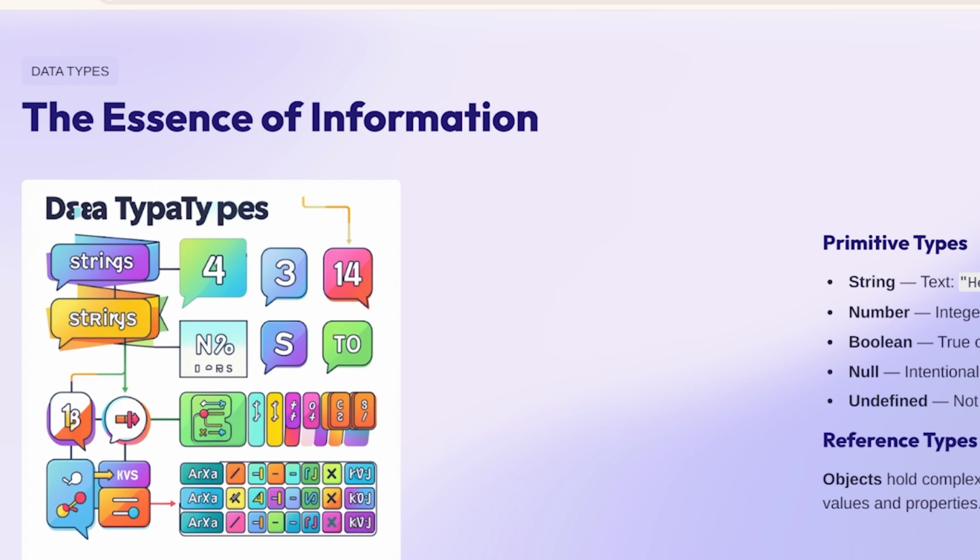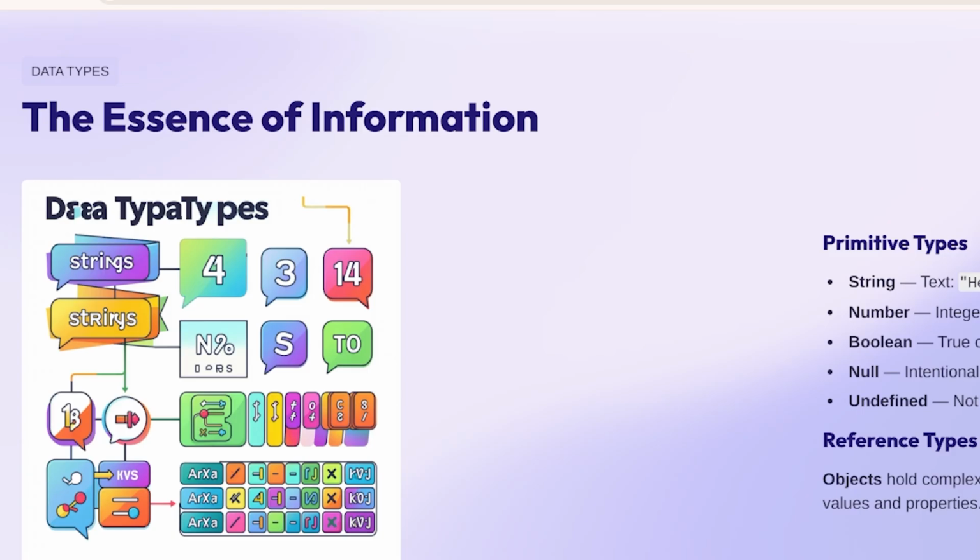Some common data types are string, used for text, meaning words stored in your code. Then number, called the number data type. Boolean means only true or false. Null means intentionally empty, nothing is stored. Undefined means no value has been assigned yet. These are string, number, boolean, null, undefined. These are the primitive data types.